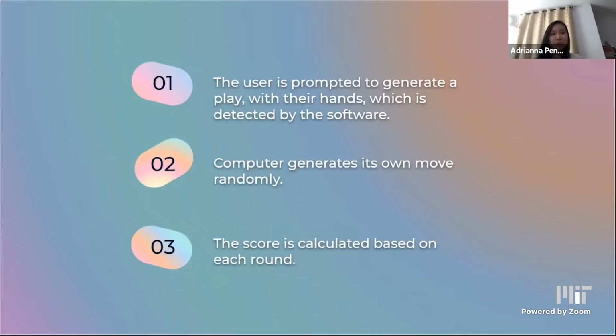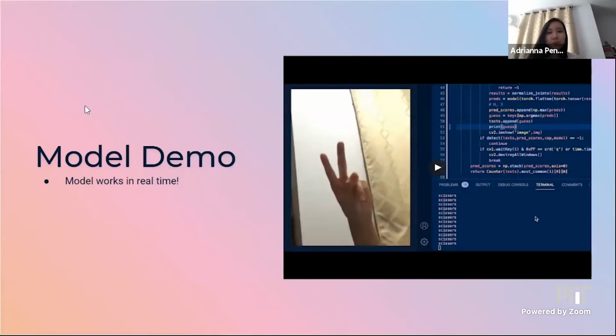So here's how the pipeline for Roshan Bot looks. The user is first prompted to generate a play, either rock, paper, or scissors, with their hand, which goes through our model, and the model detects it. After that, the computer generates its own move randomly, and the score for each round is calculated based on the results. Here's a demo of our model.